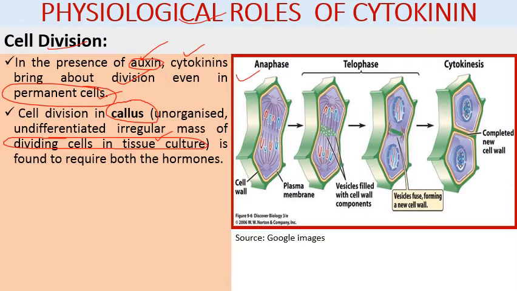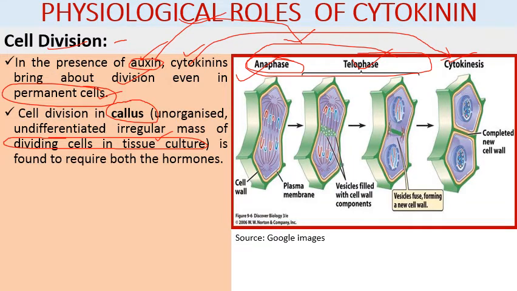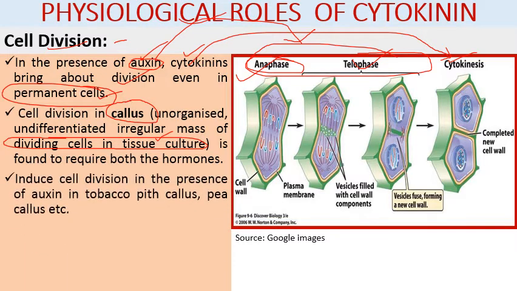So this is the picture which shows cell division in case of plant cells. So this cell division is controlled by these chemical substances. There are various phases of cell division like anaphase, telophase, and finally cytokinesis. So this nuclear division is controlled by auxin, and this cytoplasm division, that is cytokinesis, is controlled by cytokinin. So both these hormones are important for cell division.